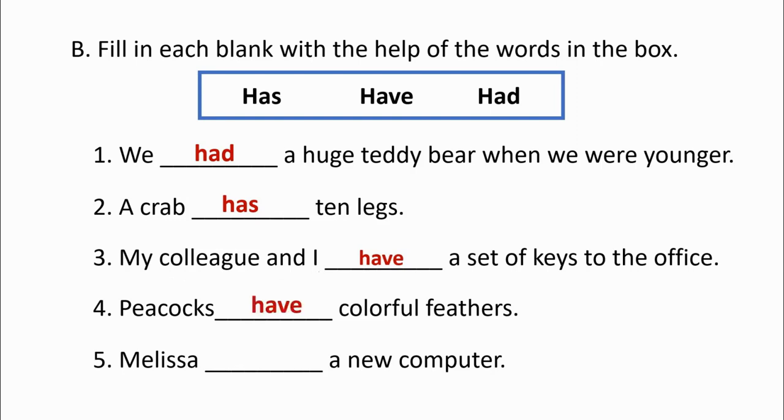Number 4. Peacocks have colorful feathers. So the answer is have because our subject is plural, which is peacocks. Number 5. Melissa has a new computer. So it is very obvious that our subject is singular, which is Melissa, and so your verb is has. Melissa has a new computer.